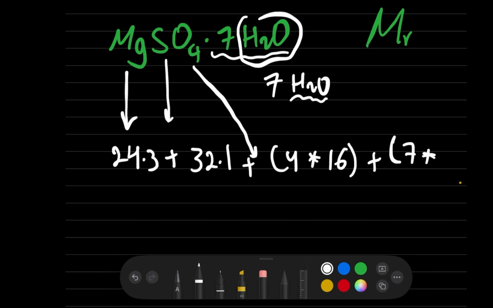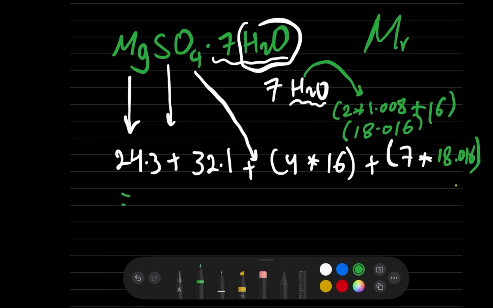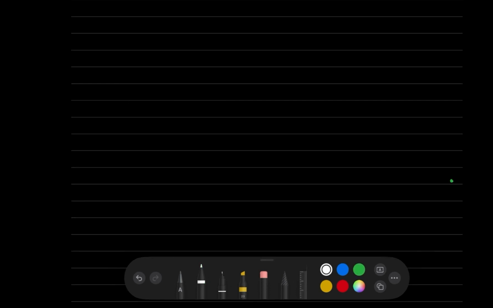What is the molar mass of H2O? If we come to H2O here, we have 2 hydrogen atoms, 2 times 1.008 plus 16, and it equals 18.016. So this number here is multiplied by 7. So we can take 7 times 18.016, and then the answer is equal to 246.5 gram per mole.